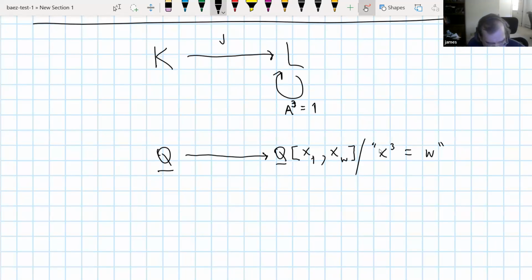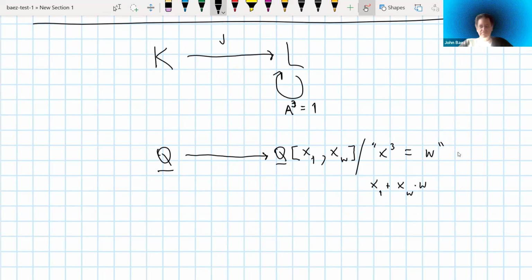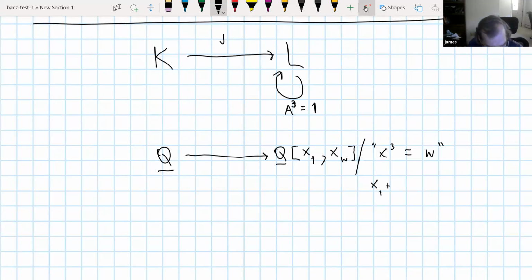And so I put this relator in quotation marks because it's supposed to be telling us to do something formally. It's telling us to form this number X, which is X1 plus X sub W times W. And then to interpret this equation of its cube being equal to W formally, in terms of the formal primitive cube root of unity, which we call W. And so there's that field extension.